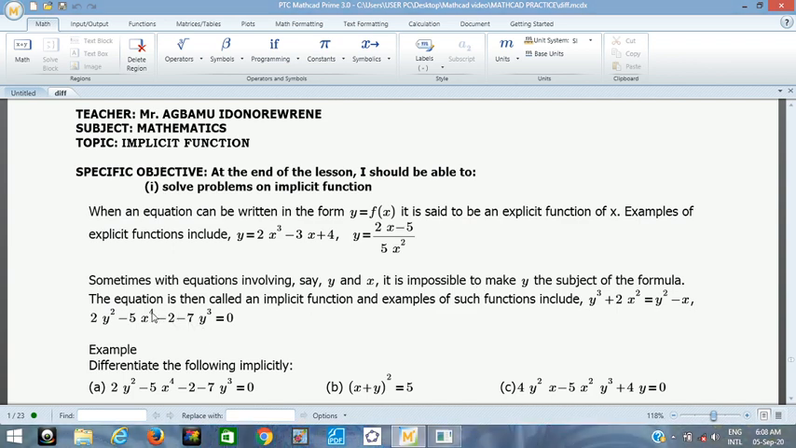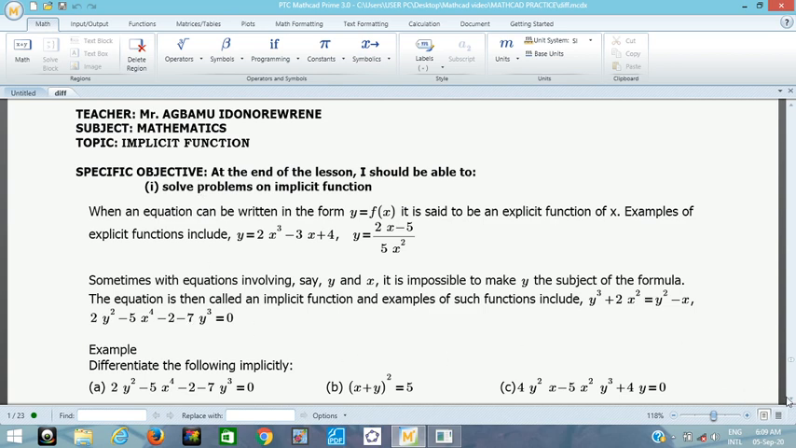Or look at this second example here. We have 2y squared minus 5x raised to the power 4 minus 2 minus 7y raised to the power 3 equals 0. If they tell you to differentiate this, or they ask you to find dy/dx, you cannot waste your time making y the subject in a situation like this. It's even impossible. That's what the statement is trying to say here: it is impossible to make y the subject of the formula. So to avoid wasting time, why not just go straight and use implicit differentiation?